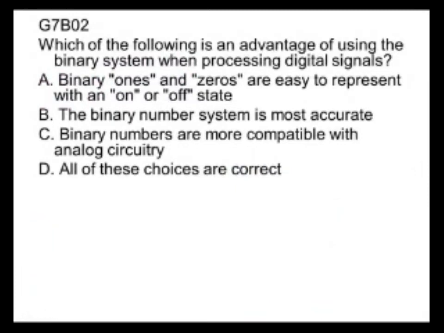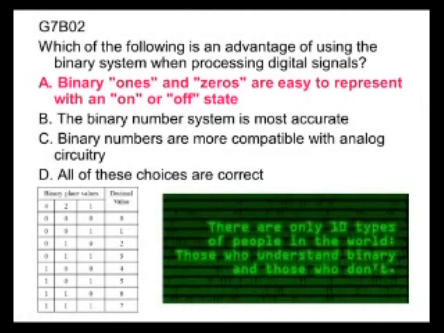Which of the following is an advantage of using the binary system when processing digital signals? The reason we do this is because ones and zeros are easy to represent electrically with either an off or an on. Okay, and your signals are just off and on. Now, the number system that we're familiar with doesn't have 2 states like off and on. It has 10 states, 0 through 9. Okay, but that's very difficult to do electrically because then you have to have things in between off and on. So in doing digital signals, we do everything in either voltage off or voltage on.